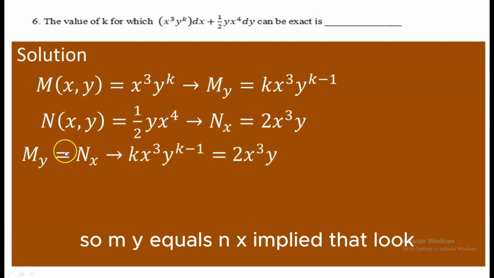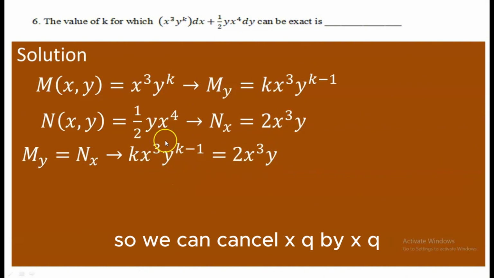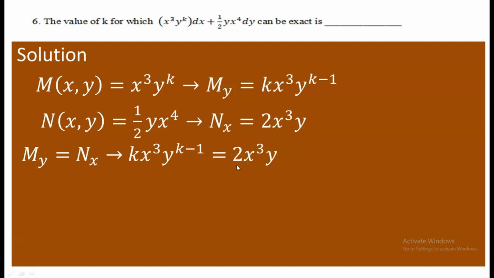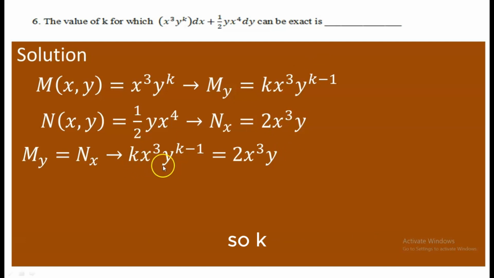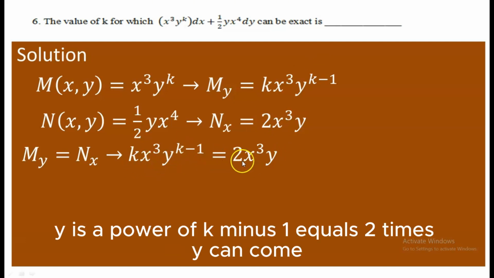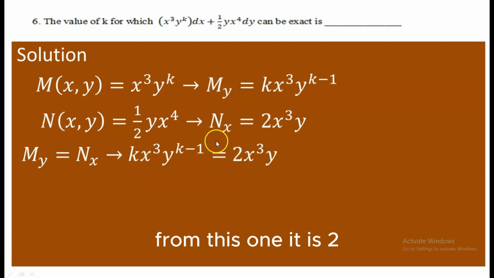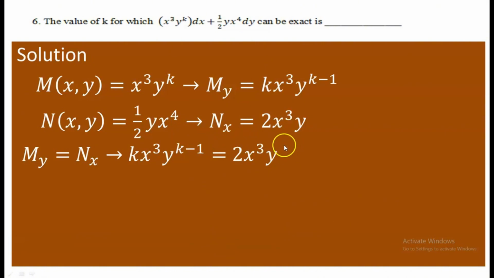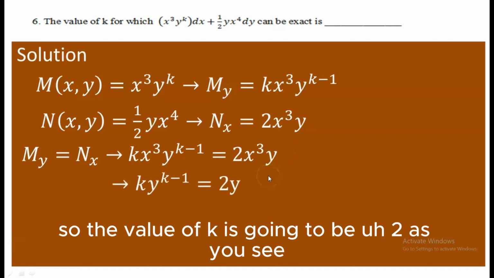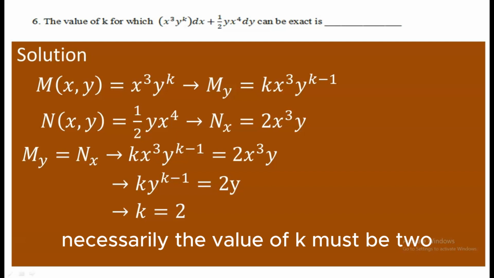So my equals nx implies that, look, this is your my and this is your nx, so we can cancel x cubed by x cubed. In order to make it general, x must be different from 0. So k y to the power of k minus 1 equals 2 times y. So the value of k can easily be directly obtained from this one. It is 2, and it agrees with the 2 here, because 2 minus 1 is 1. So even if it's not written, the exponent here is 1. So the value of k is going to be 2, as you see. So for this differential equation to be exact, necessarily the value of k must be 2.